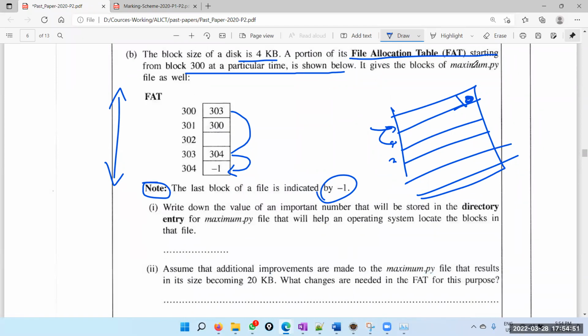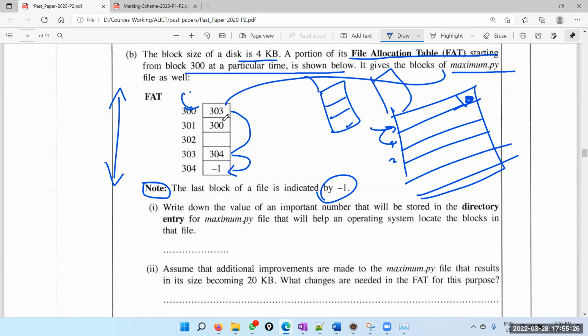It gives the blocks of the maximum.py. This is a Python file. Okay. Forget about the file name. So this is related to where this maximum.py Python file is saved. So you can see that first you have to go to block number 300, right? Block number 300, because this is per file. You get this kind of table for one file, another table for another file. So this is for this file. So it starts with block 300.